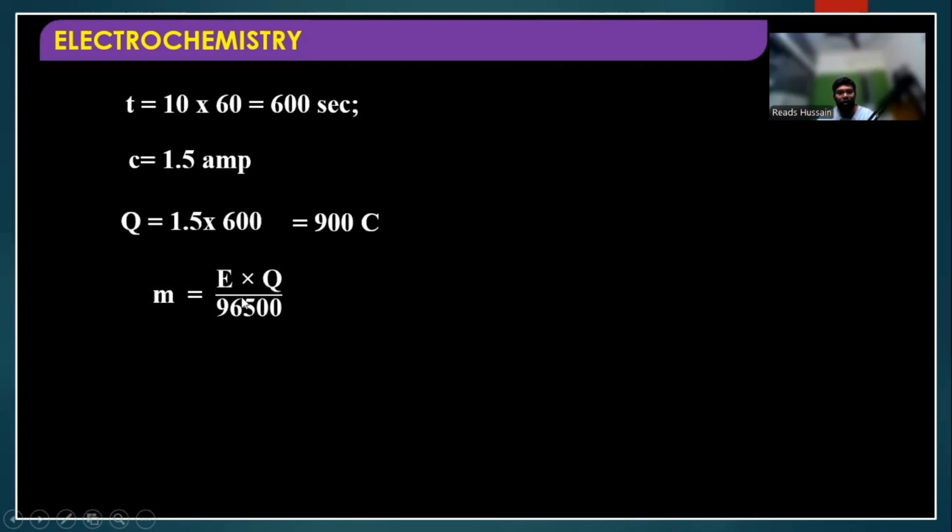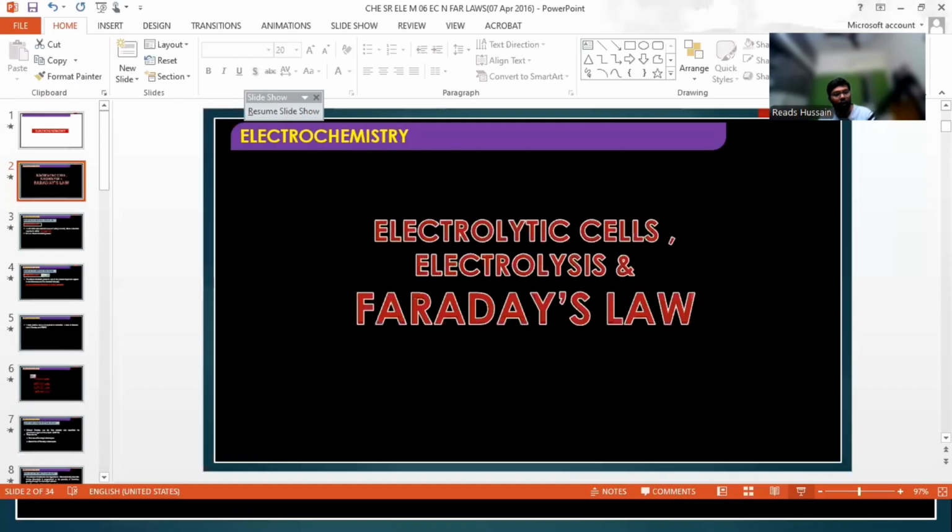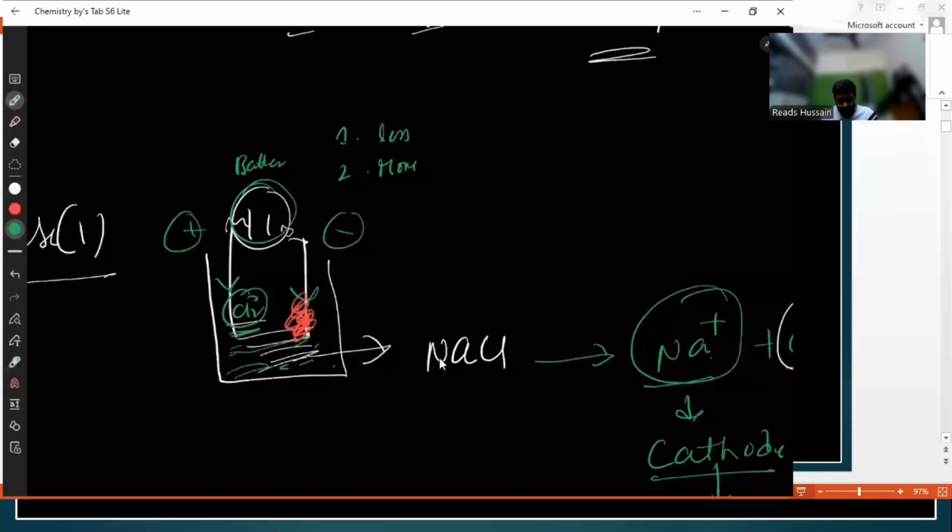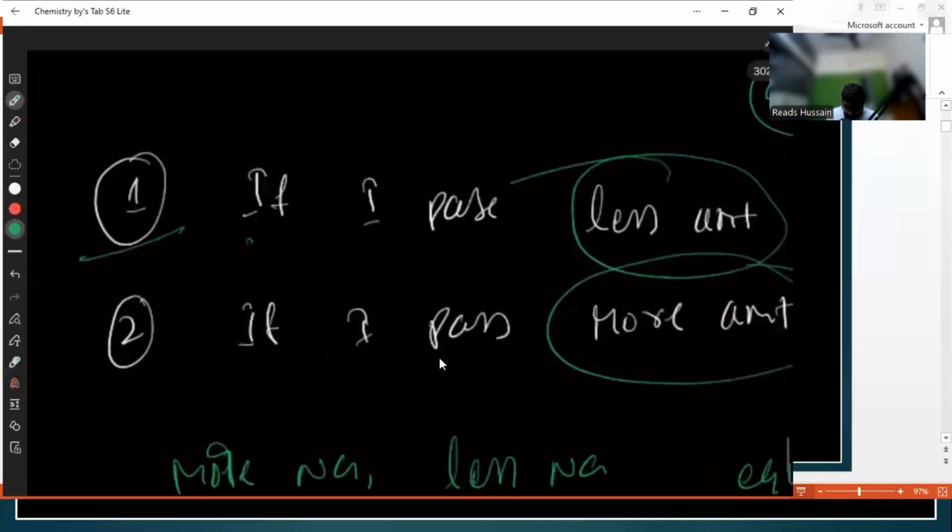M is equal to E into C T. Here what he has done, okay, I'll change this. Do you understand this? Okay, I'll come back. So I'll open my tab. I hope you are writing all these things.